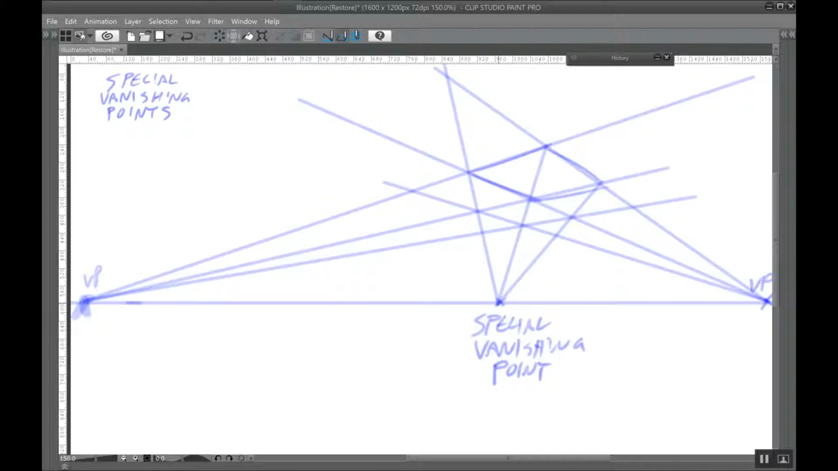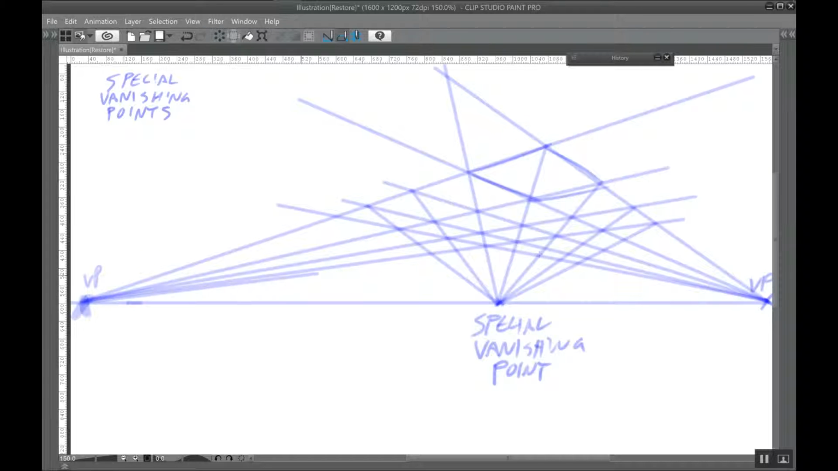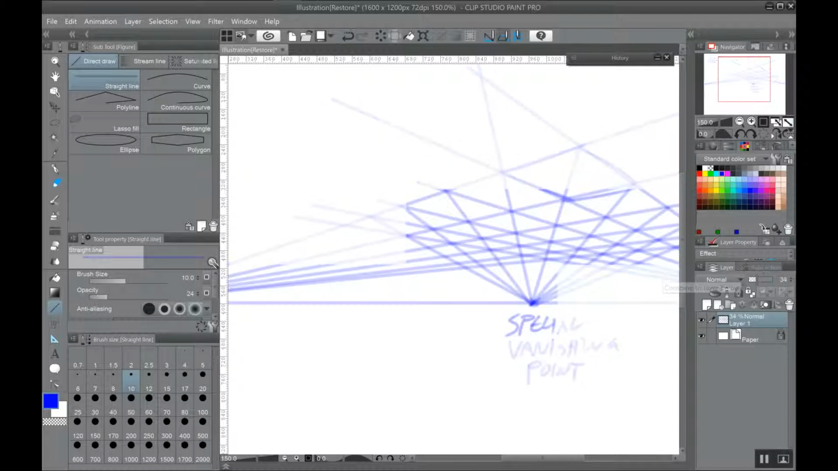This thing's not cooperating with me. It can be a little tricky and confusing because you can have so many lines going everywhere. Well, what you can do is use different colors to differentiate them. The trick is, once the initial square is established, use the special vanishing point to draw lines adjacent to the square and then intersect the vanishing point lines with new special vanishing point lines.